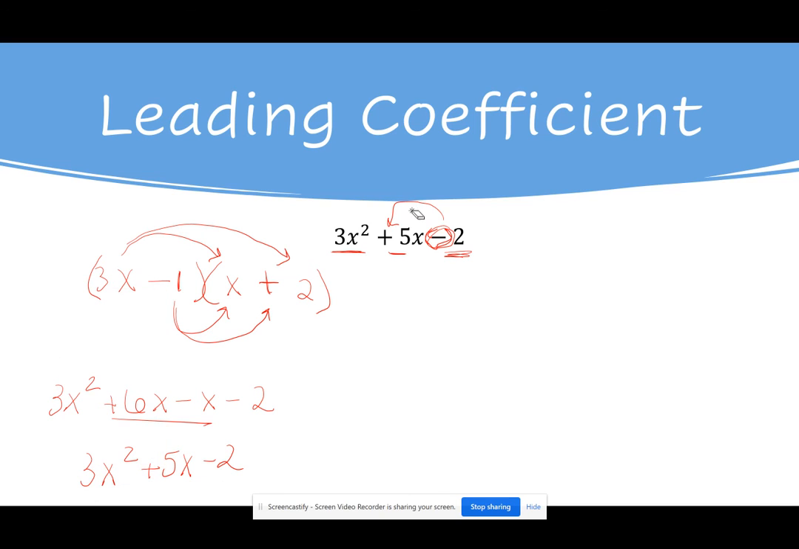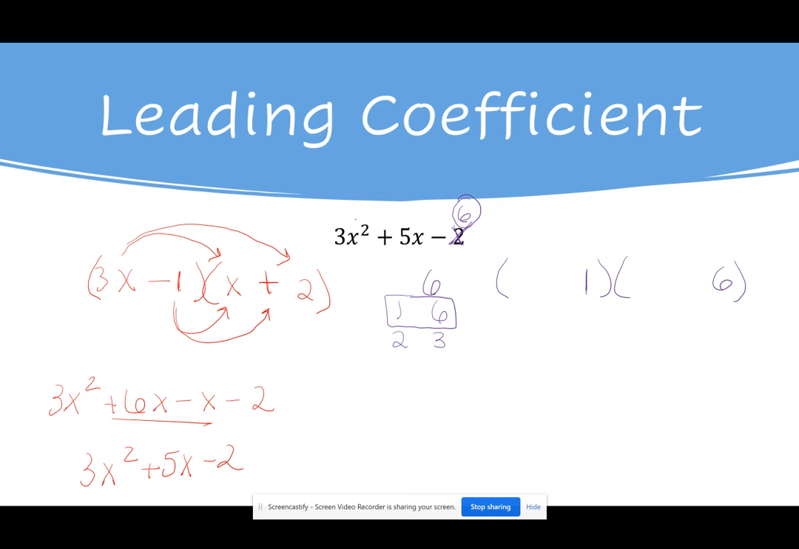Now the other way you can think about this, your first step is going to be to multiply your leading coefficient by your last number. So 3 times 2 gives us 6. So we're going to kind of replace this 2 with a 6. So now we want two numbers that multiply to 6 and subtract to 5. So two numbers that multiply to 6 and subtract to 5, you can have 1 and 6, or 2 and 3, and it would be 1 and 6. So we're going to put those as our last two terms.